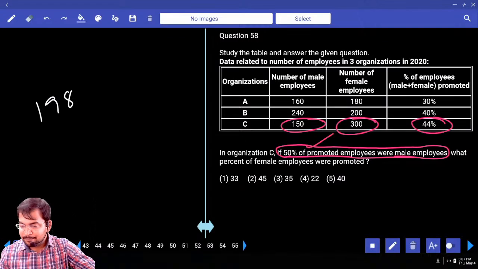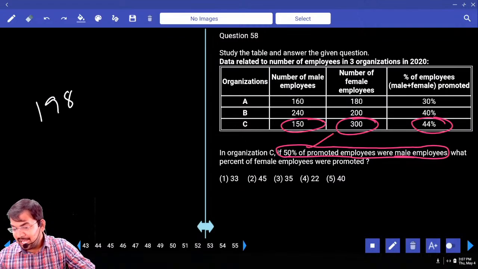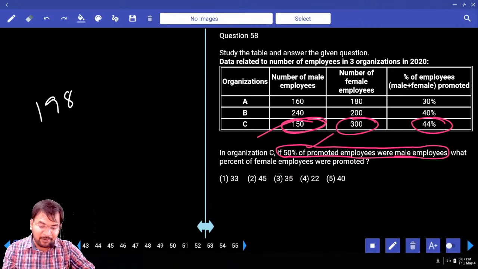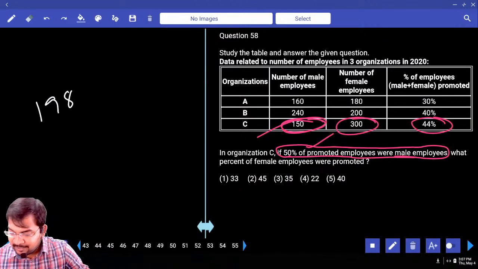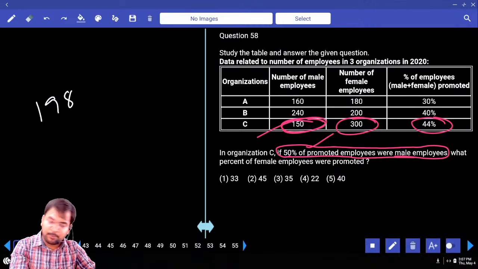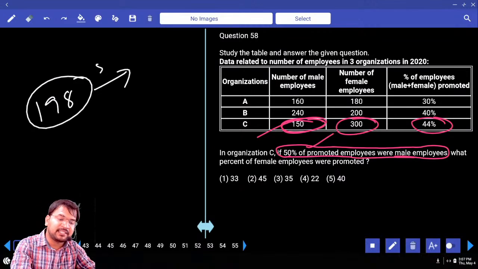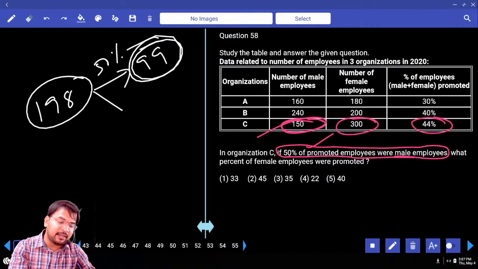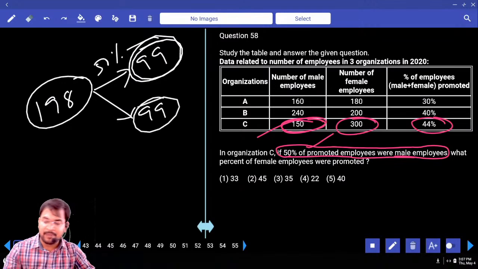50% are male. How many males are there? 150. Out of 150, 50% are male. Promoted employees 50%. Out of 198, 99 are male. The remaining 99 are also female, right?